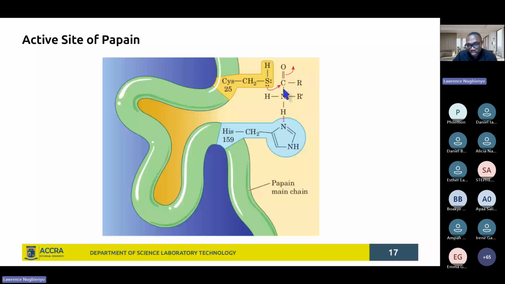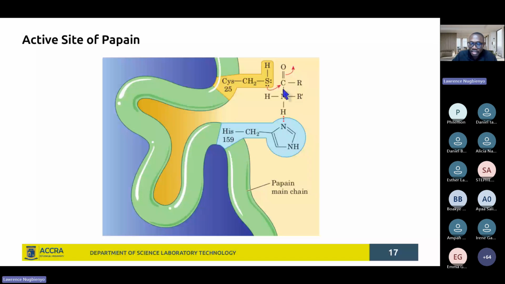So the peptide bond is actually this bond between the carbon and that nitrogen. That is to be broken. And what do we see? We see that the sulfur has some lone pair of electrons that can have some nucleophilic attack on this carbon. And at the same time, you have a hydrogen, which can have some hydrogen bonding between itself and that nitrogen in the imidazole ring. It's a sort of creating a condition where there is some stretch on this bond.